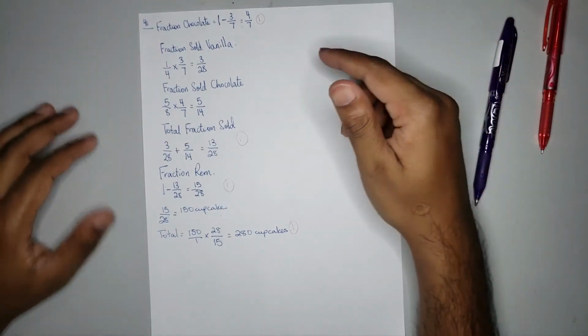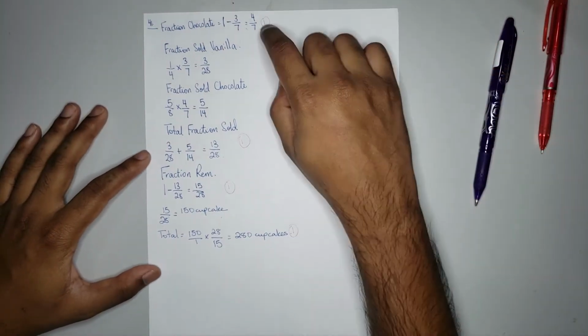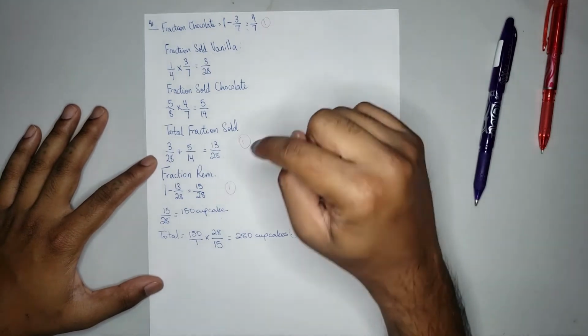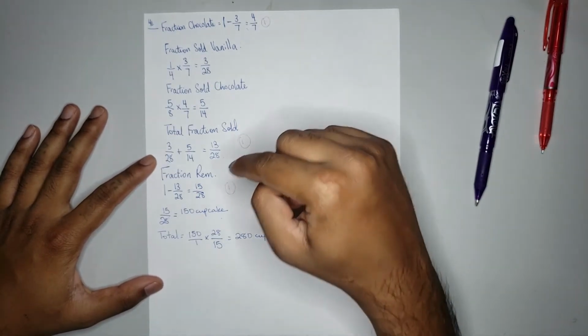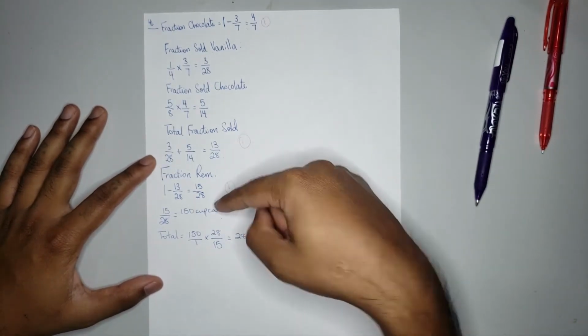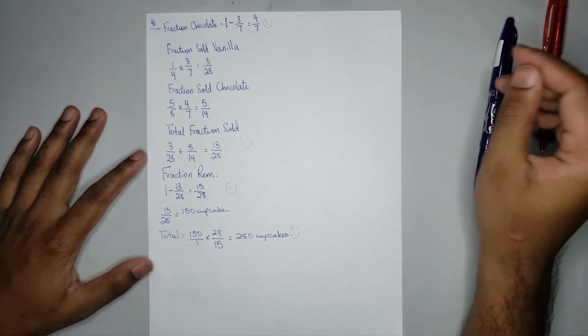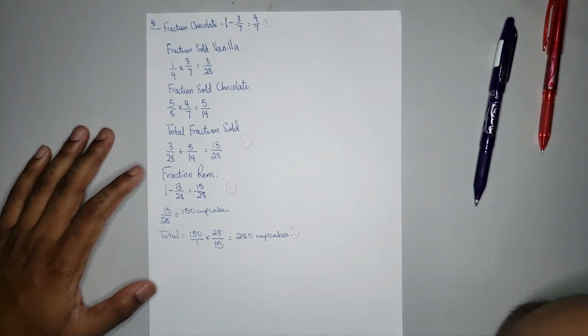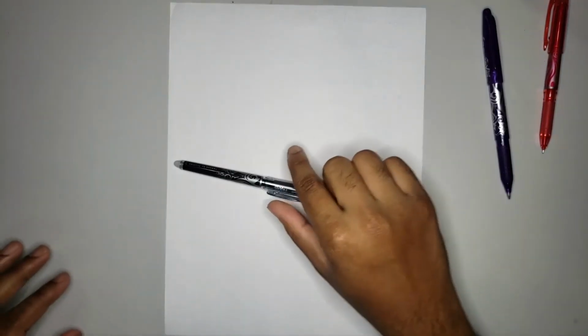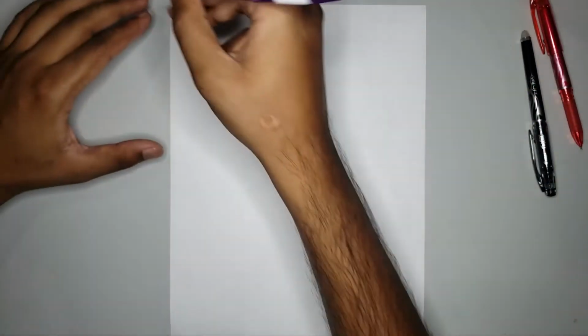Good. So that's your marking scheme there. You'll get 1 mark for finding the fraction for chocolate, the total fraction sold, the total fraction remained, and the total. Alright? And that's number 41. Moving on to number 42.